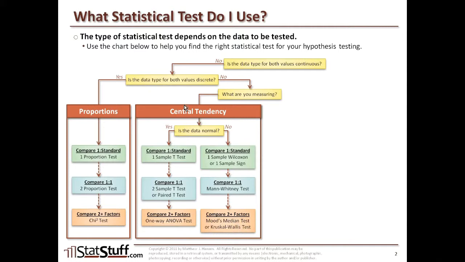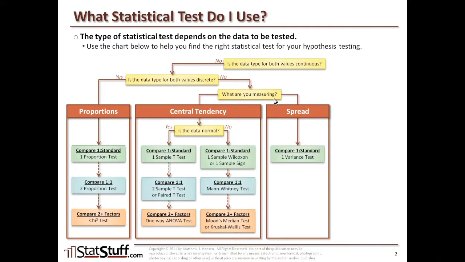Now, this is for the tests related to central tendency, but if we're measuring spread instead, then we'll find ourselves going down this path. Again, when we're comparing one value to a standard, like a target or a goal, we're going to use the one variance test. But if it's one-to-one, again, between two different types of things that we're comparing, then we're going to use the two variance test. But if it's multiple factors that we're comparing, we're going to use the test for equal variances, which is also called the homogeneity of variance test, or HOV.